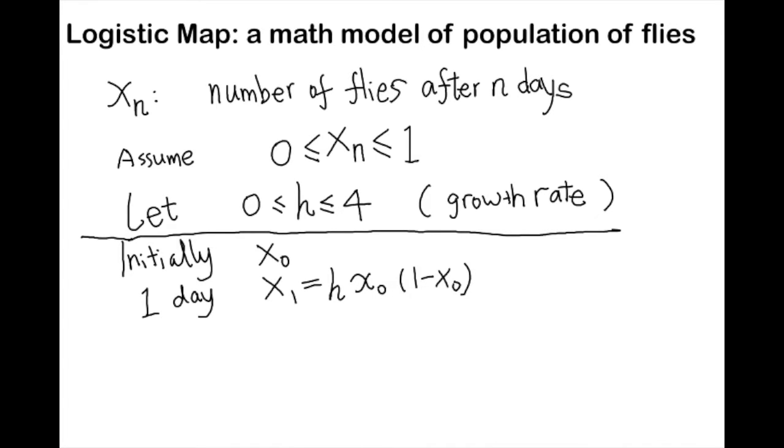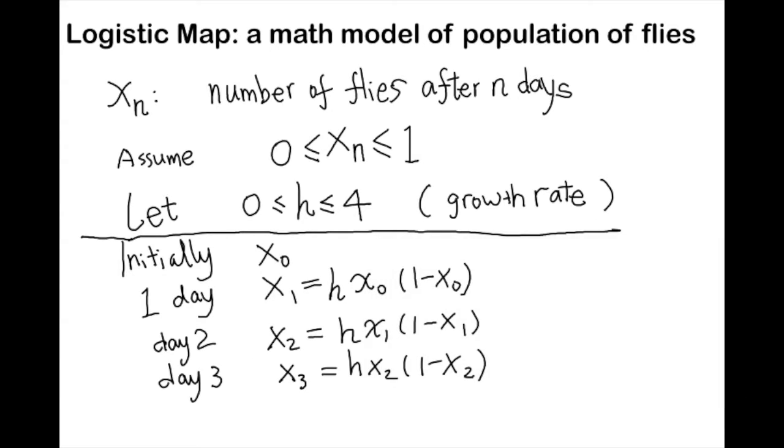So the mathematical model would be the following. Initially, you assume the population is x0. It is between 0 and 1. And then on day 1, the population is calculated as h times x0 times 1 minus x0. And then on day 2, you take the population of day 1 and apply the same formula. And on day 3, you take the population of day 2 and apply the same formula.